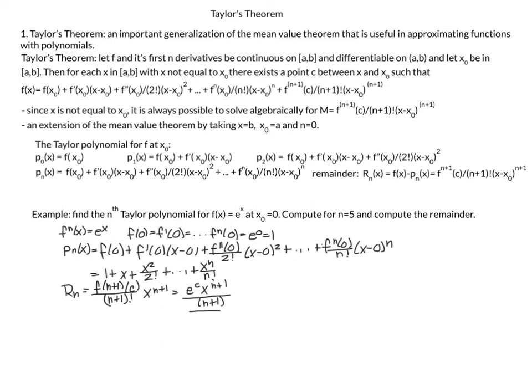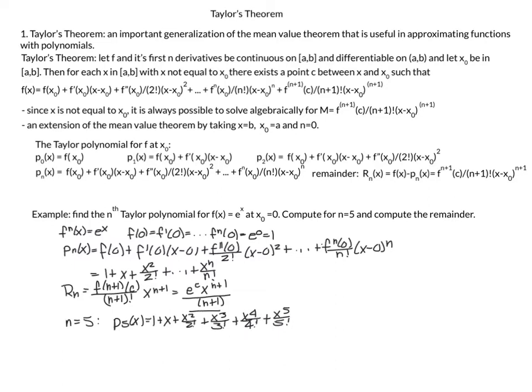I have my formula for my remainder, which is f to the (n plus 1) evaluated at c over (n plus 1) factorial times (x minus x naught). X naught is just equal to 0, so it's x to the n plus 1. The (n plus 1) derivative of f is just e to the c, or e to the x. In this case, plugging in c, we'll have e to the c times x to the (n plus 1) divided by (n plus 1) factorial.